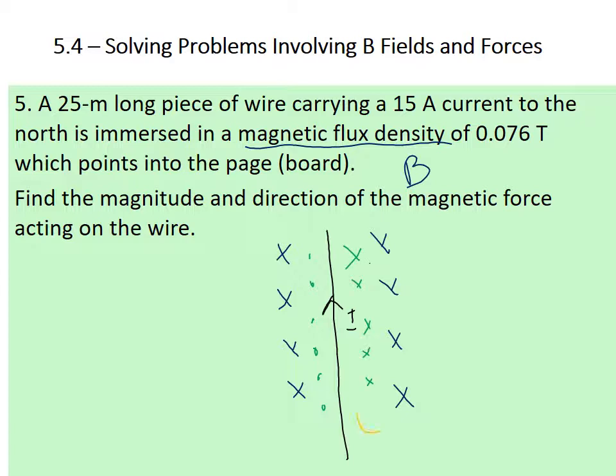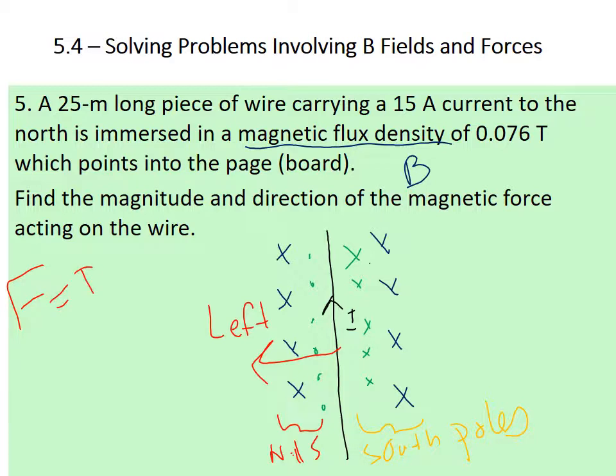So on this side, it's like having two south poles next to each other. And on this side, it's like having a north and a south. So the right side of the wire feels repulsion with the magnetic field. The left side of the wire is attracted to the magnetic field. So the wire moves this way to the left. Then all you're left with doing is calculating the magnitude of the magnetic force acting on the wire using the equation F equals BIL sine theta.